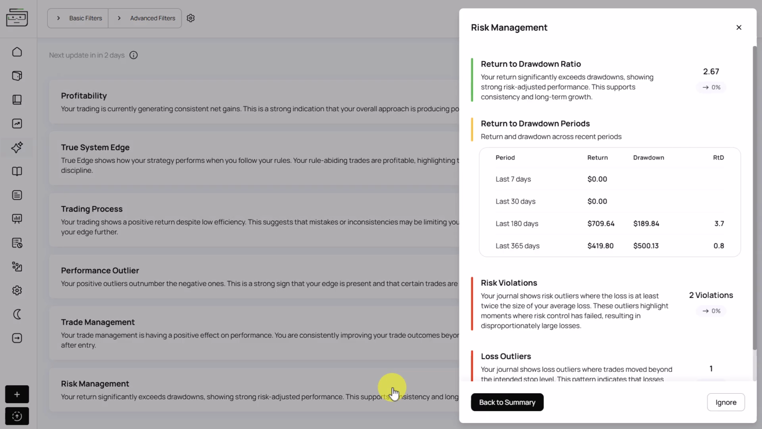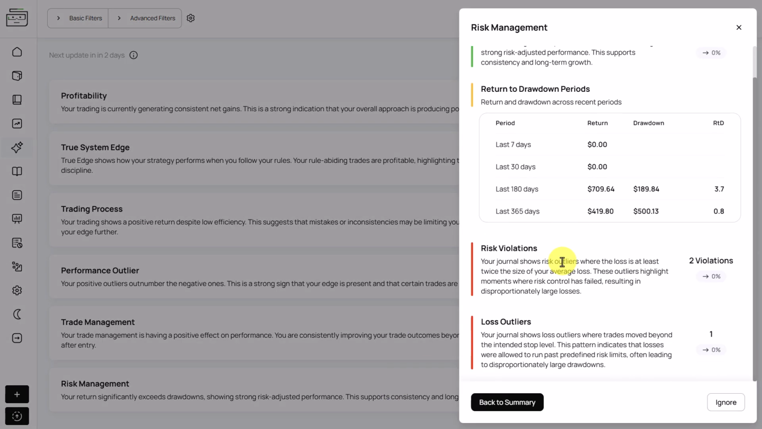The Edge Finder reveals your trading edge, fully automated and backed by over 10 years of analyzing millions of trades.